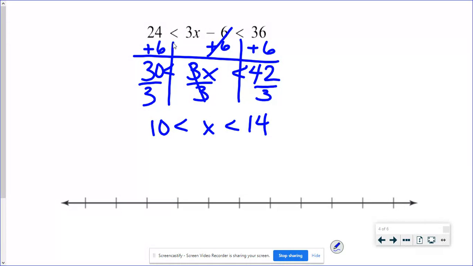Both of these are just less thans, which is what we want. But the fact that they're only less thans, not less than or equal to, means that they're going to be open circles. So here's 10 and 14, open circle, open circle. Again, the x is between the 10 and the 14. I'm going to shade between the 10 and the 14.